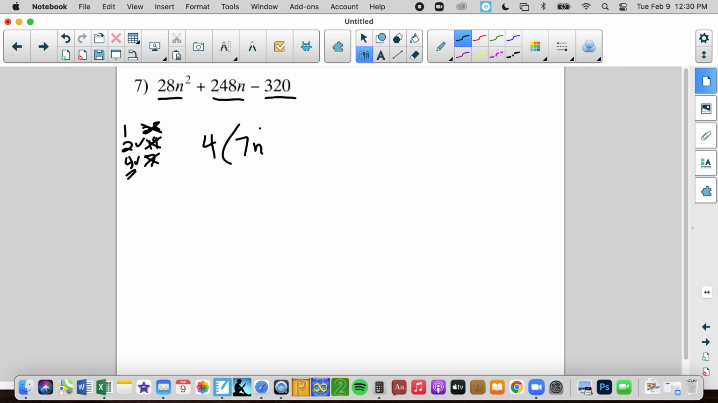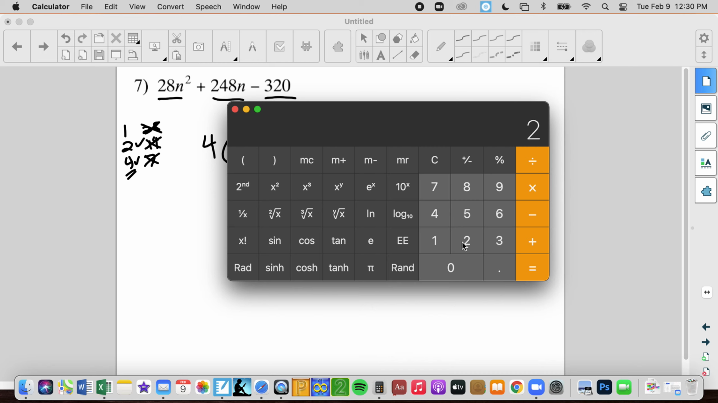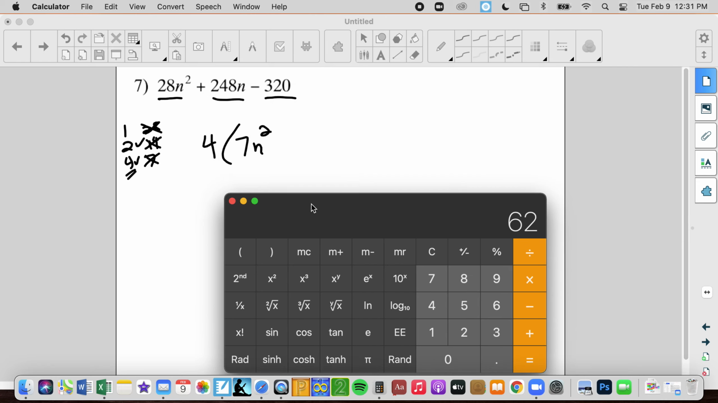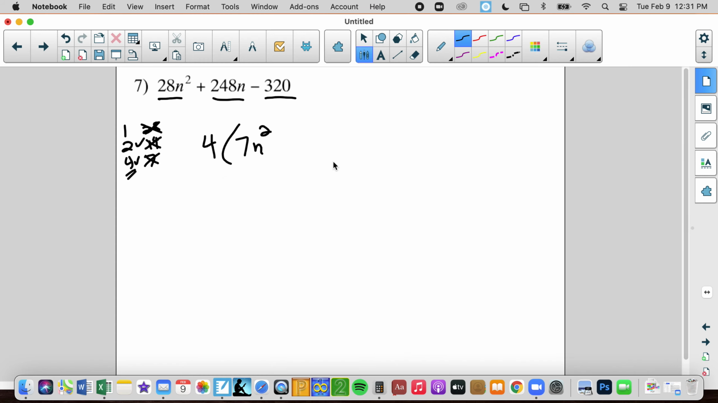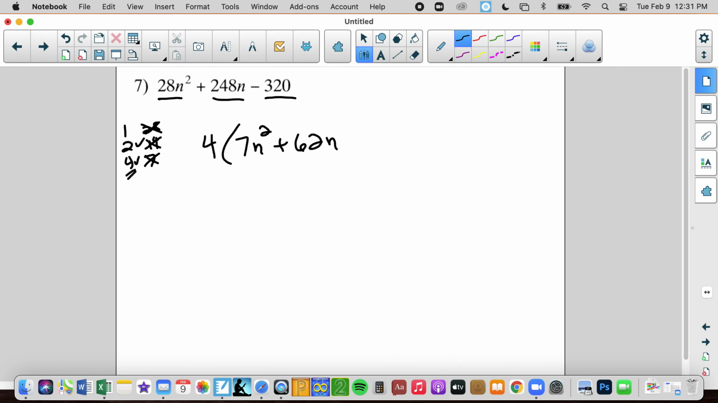That goes 7n squared. Let's do 248 divided by 4. This is going to be a huge number, 62. Oh my goodness, what was I thinking? 62, and 320 goes 80 times. Oh my goodness. Mr. Mack, you were not very nice with problem number 7.